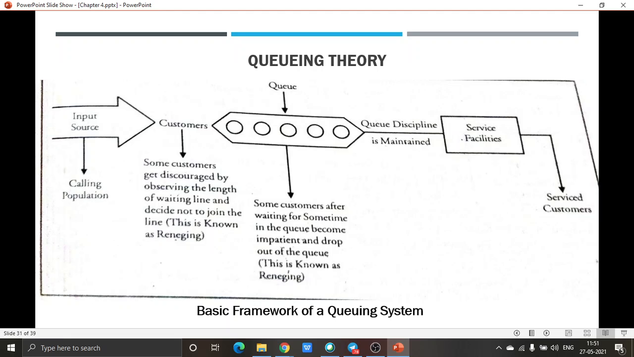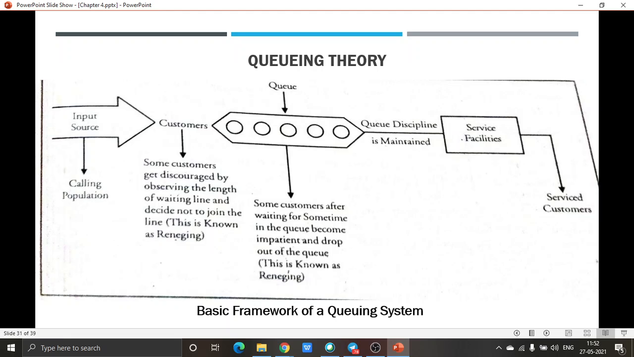What has been presented in your PPT is the basic framework of a queuing system. How it works pictorially has been represented. That is, you have the input source, the calling population, customers. Some customers get discouraged by observing the length of the waiting line and decide not to join the line. Then you have the queue, where some customers after waiting for some time become impatient and drop out of the queue. And queue discipline is maintained, with the service facility and serviced customers.